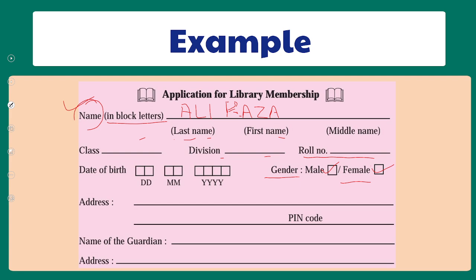Date of birth: days, months, and years. There will be your address over here, PIN code or address code, name of the guardian or the parent, and then your address again if it is required.